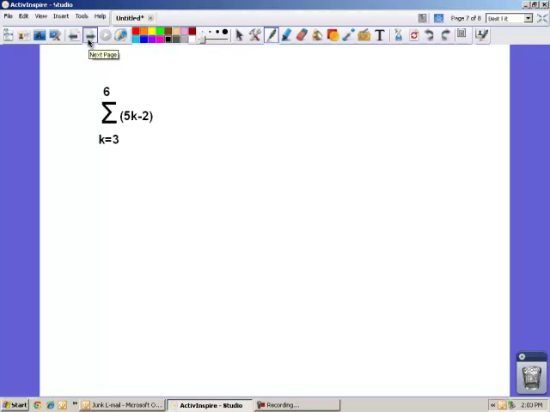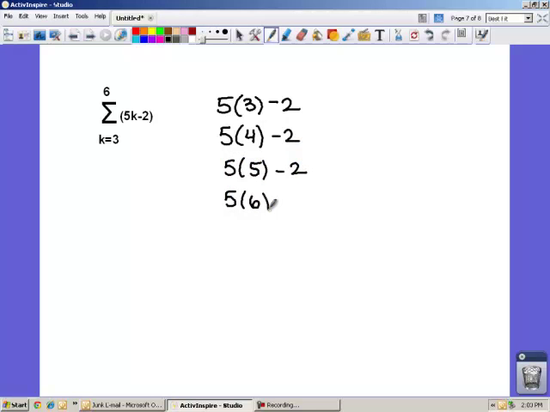Next, we have the same type of problem. But here's our equation. We're going to start with k equals 3. And when we get to 6, we have to stop. So already I'm at 4, 5, 6. Calculate each one of these out. So we got 15 minus 2, that's 13. 20 minus 2, 18. 25 minus 2, 23. And 30 minus 2, which is 28. Now add them all up, and you get 82.